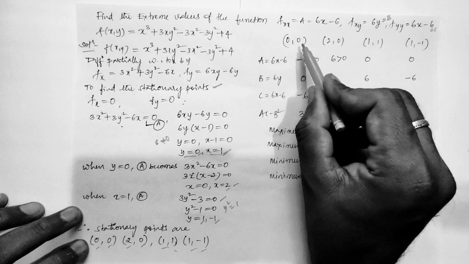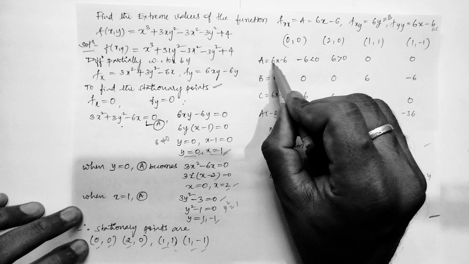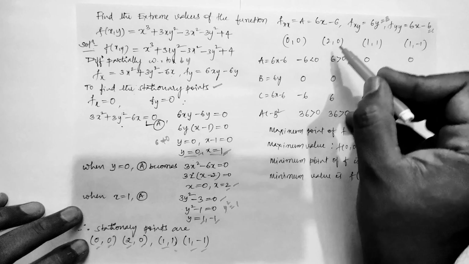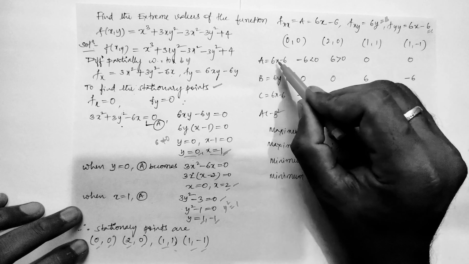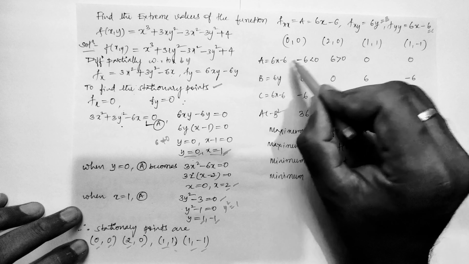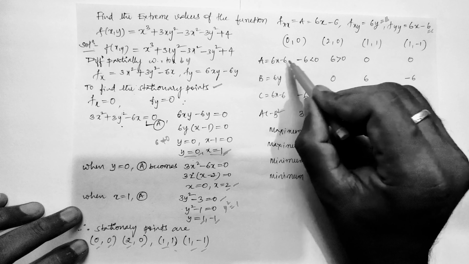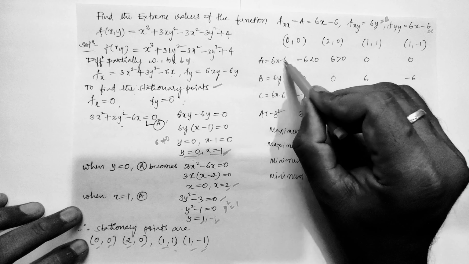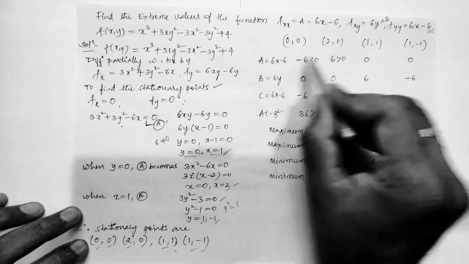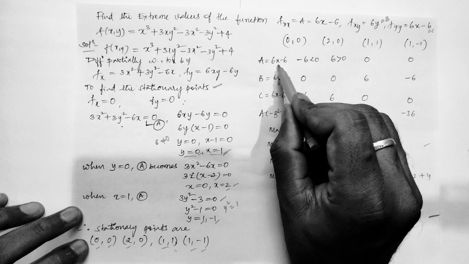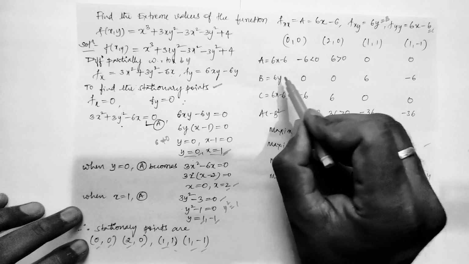Further, you can substitute 0, 0 in A. 6 into 0 is 0, you will get minus 6. Here, 6 into 2 is 12, 12 minus 6 is 6. 6 into 1 is 6, 6 minus 6 is 0. Similarly, for this point, x value is 1, 6 into 1 is 6 minus 6 is 0.